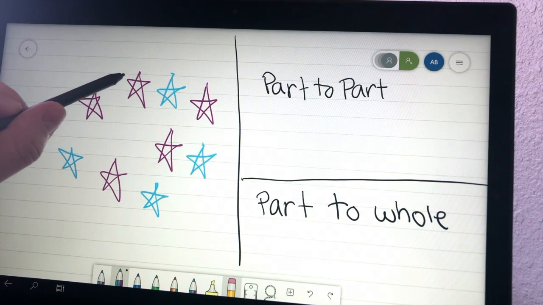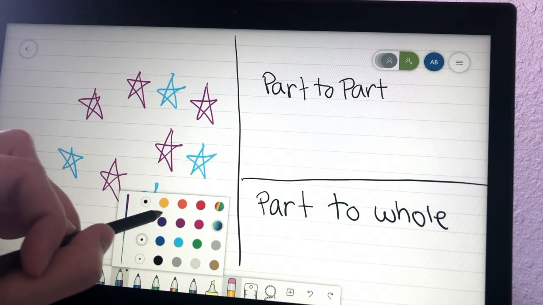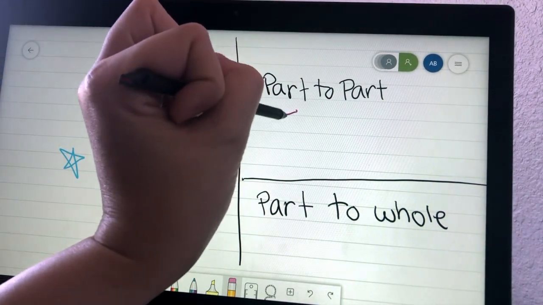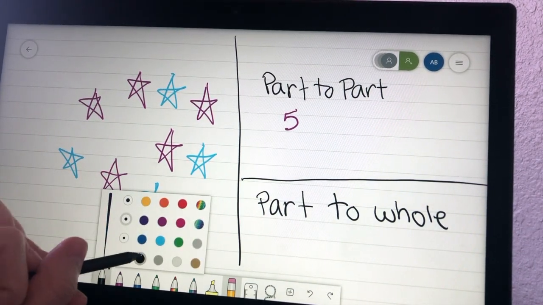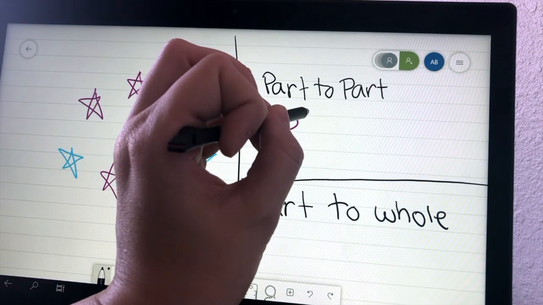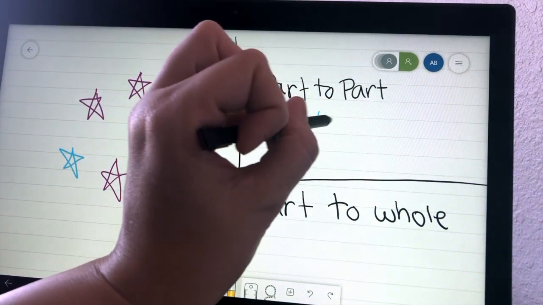So I have 1, 2, 3, 4, 5. So let me get my purple. So I have 5 purple. And then I'm going to put my ratio, my colon, and I have 4 blue.